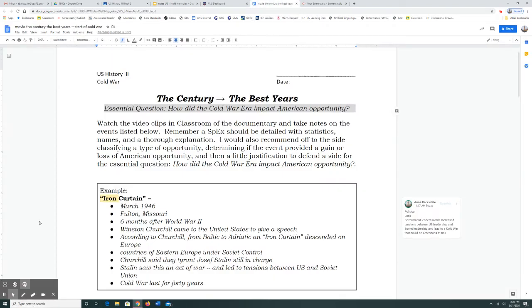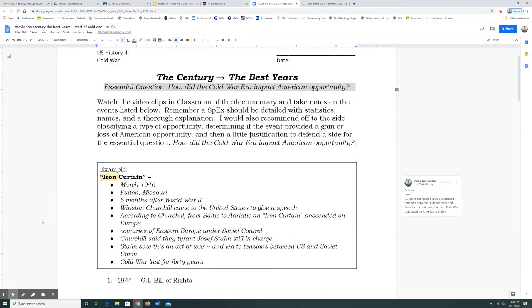So this is your task. At the start of next week, our early part of the week, you will examine this question that I've highlighted: How did the Cold War era impact American opportunity? And once again, complete the opportunity task first, because this will make sense into how you should analyze these notes.